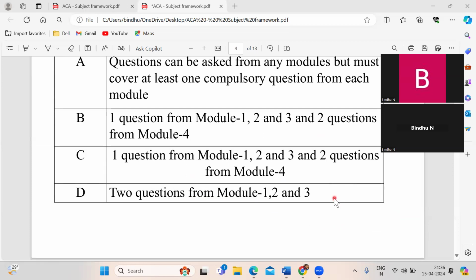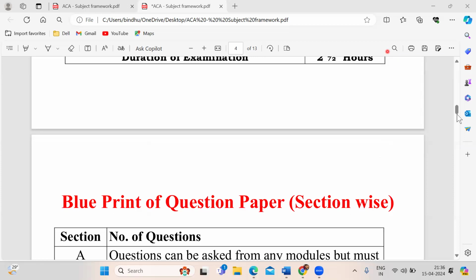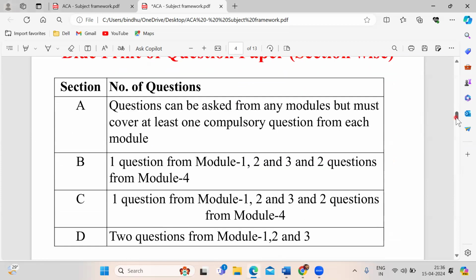Come to the next one. We have the blueprint of questions. In this blueprint of questions, you can see section A: questions can be asked from any models but must cover at least one compulsory question from each model.